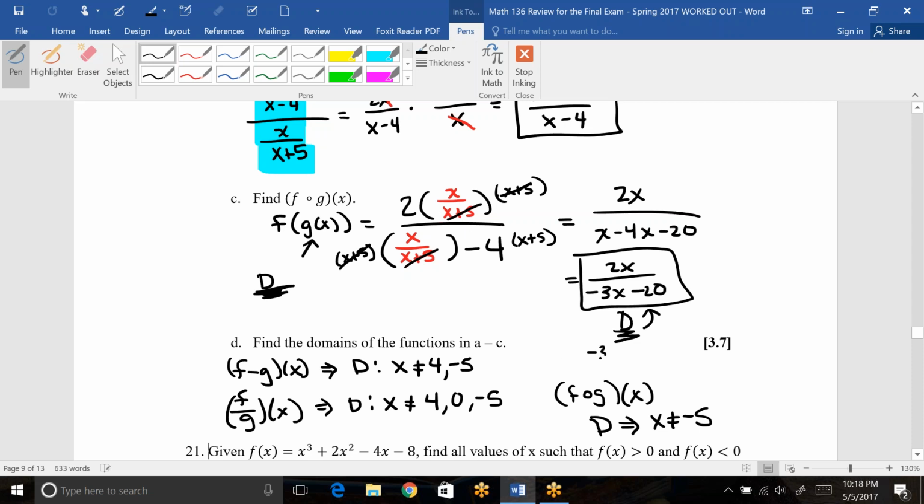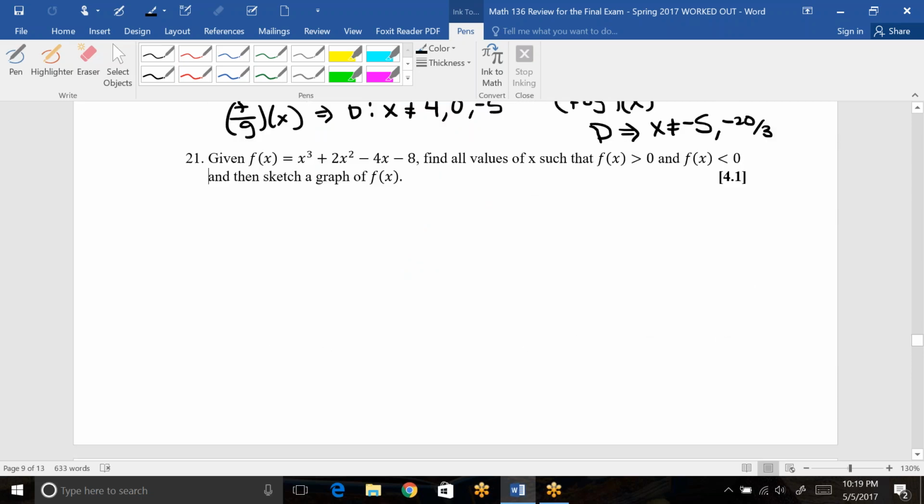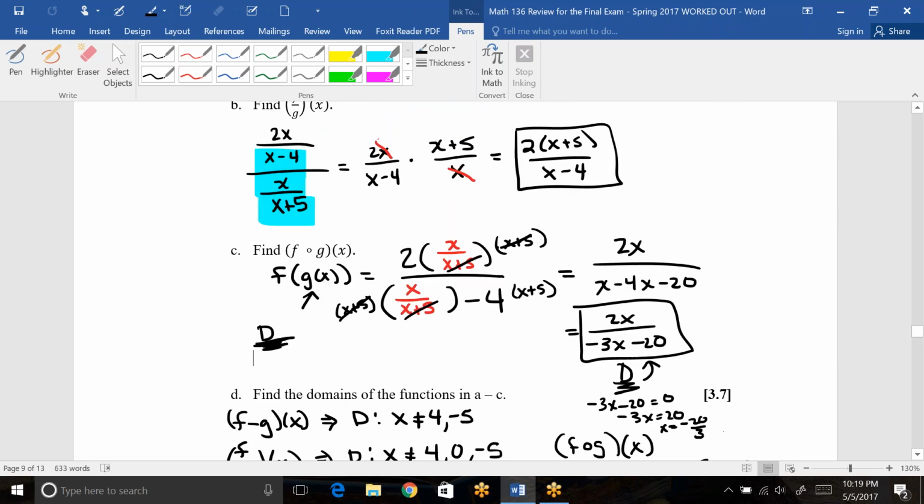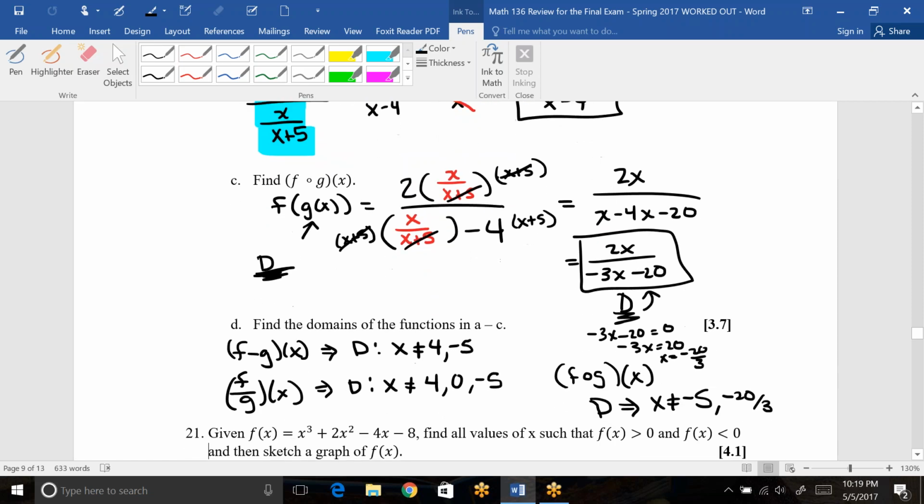For the ending, you set the -3x minus 20 equal to 0 and divide that over. It looks like it's -20 over 3. So we also can't equal -20 over 3. So those are my different domains for this. All right, so let's move on to number 21.